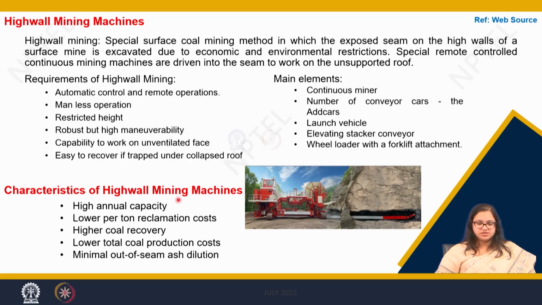Now the characteristics of high wall mining machines that we want is the high annual capacity. It should have high annual capacity, the lower per ton reclamation cost, higher coal recovery, lower total coal production cost, and minimal out of the seam dilution.